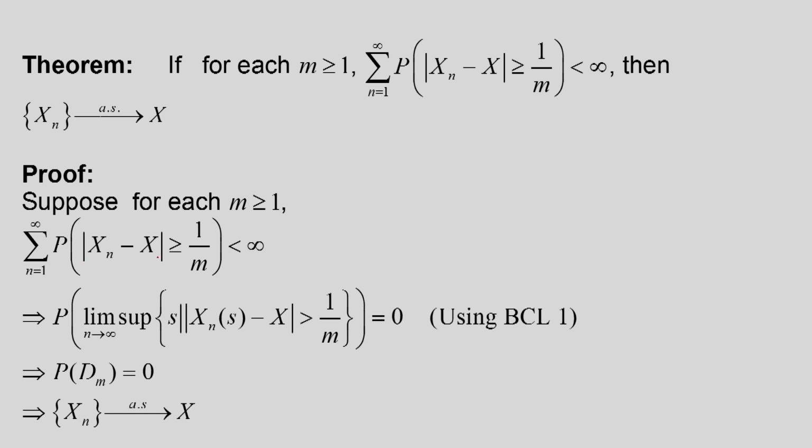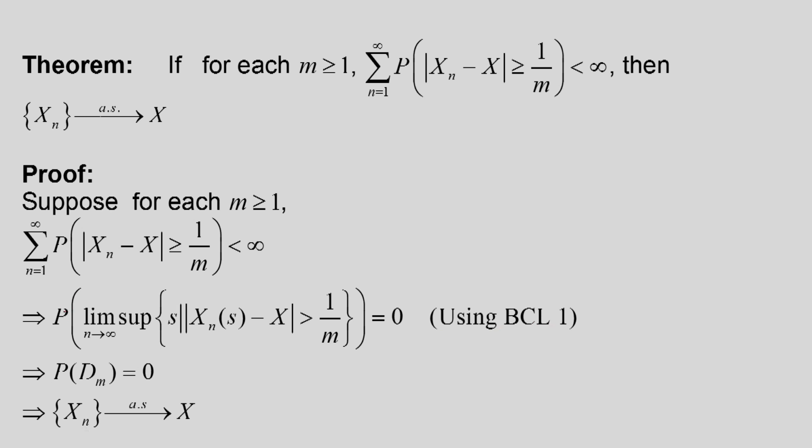Now we can apply the Borel-Cantelli lemma. Suppose I consider this as a sequence of events. If the sum of the probabilities of this sequence of events is less than infinity, then the probability of the limsup of that event sequence is equal to 0. That is the Borel-Cantelli lemma 1.